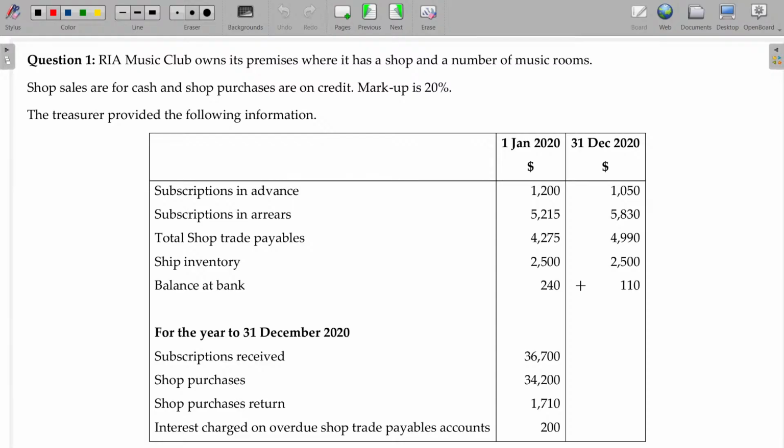Now let's start with question number 1 here. Ria Music Club owns its premises where it has a shop and a number of music rooms. This is a club. Shop sales are for cash and shop purchases are on credit. There are sales and purchases also available. The treasurer provides the following information. So we have been given the subscription in advance and arrear, total shop trade payables, shop inventory and balance at bank. All the details are there. And for the year ended 31st December 2020, subscription received, shop purchases, all the details are available here. Is that clear?